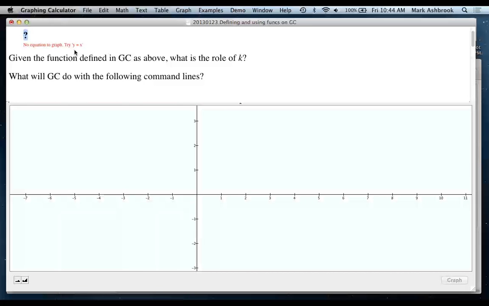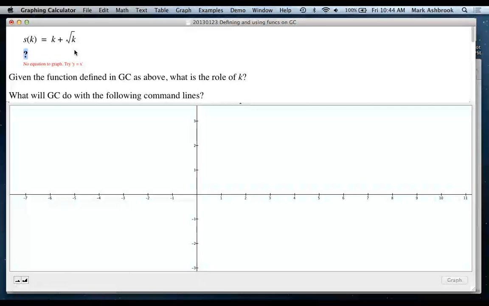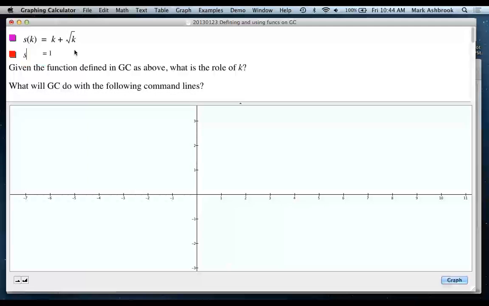So what if I put in s of 9? Okay. I'm going to put in s of 9. What's going to happen now? Is it going to give me a graph? Nothing. It's going to give you the output. He says it's going to give the output. What do you think? Let's do it.